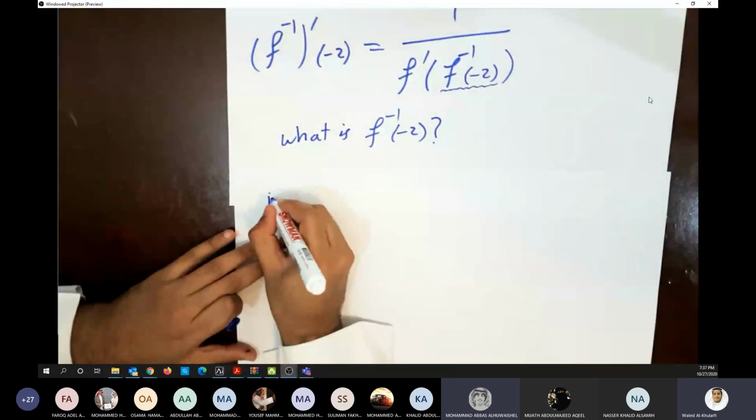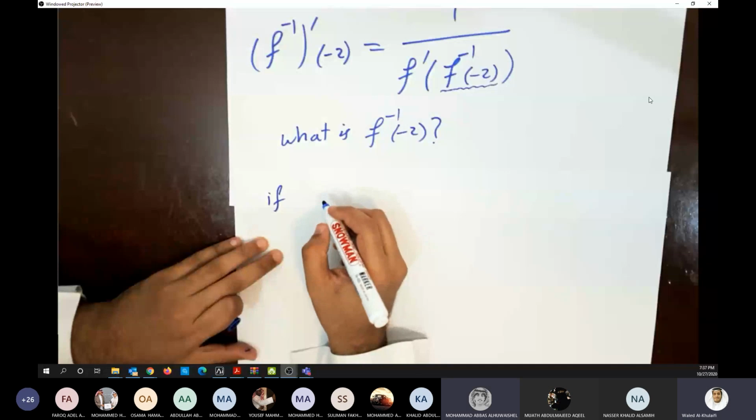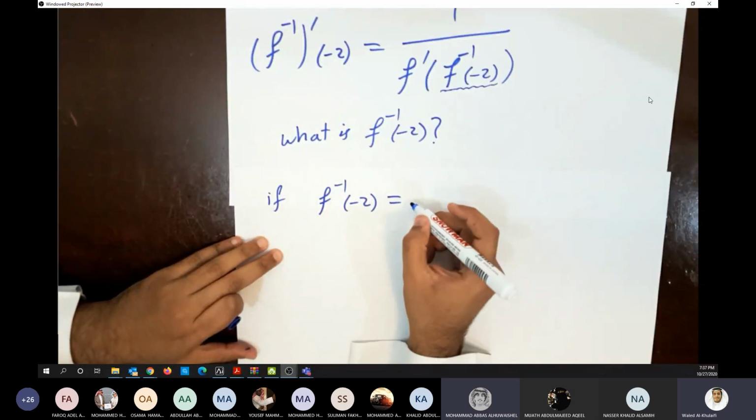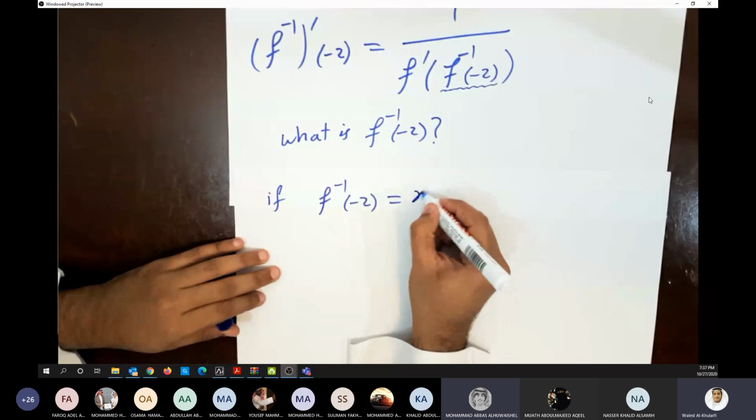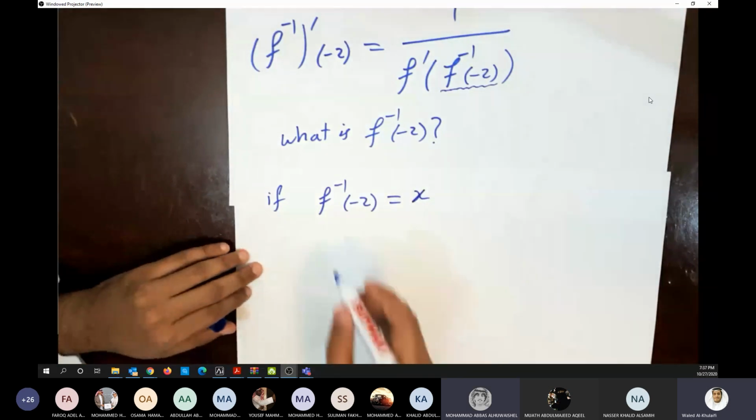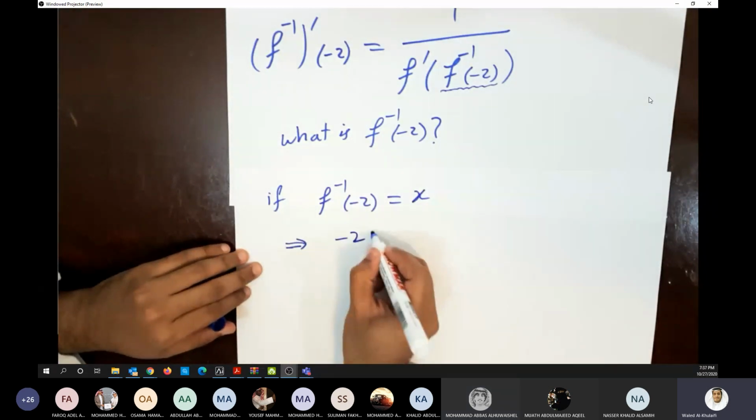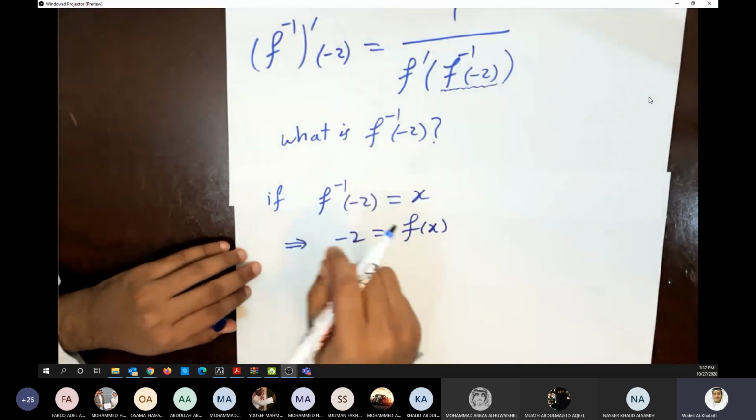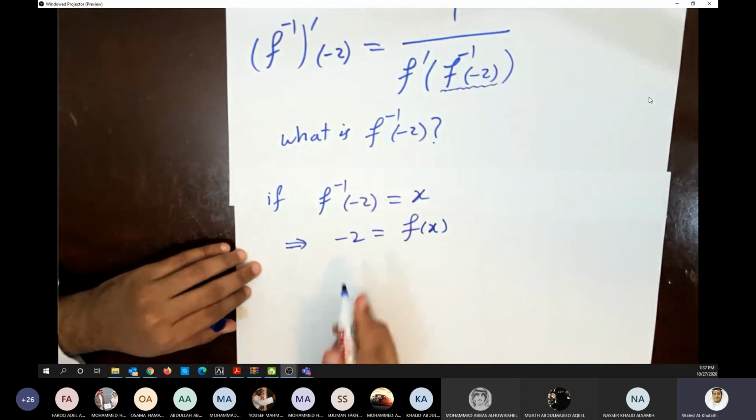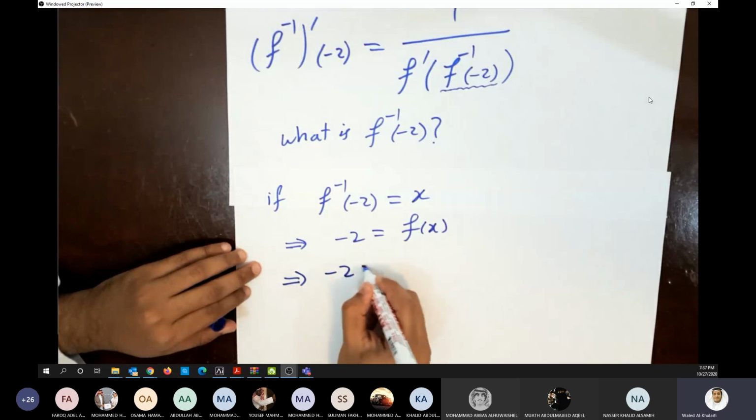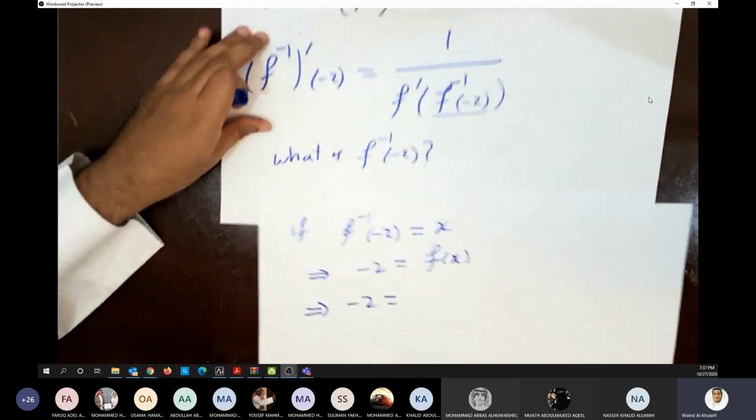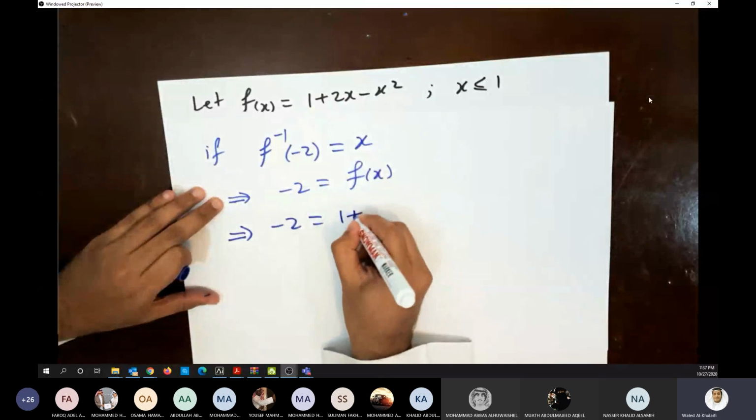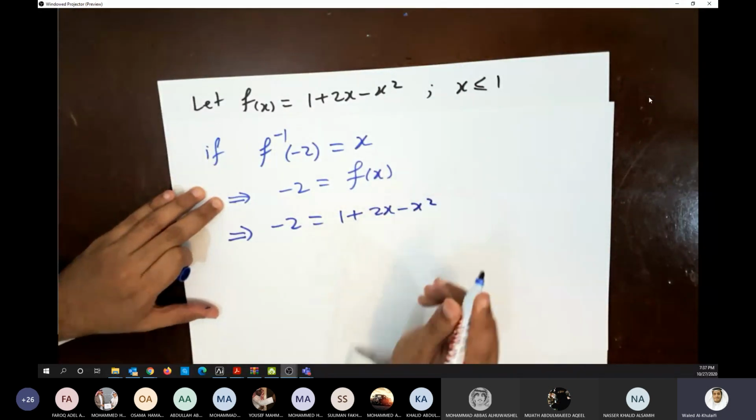Okay, so we say, pay attention here, f inverse of negative 2, let's assume it is equal to x. What does that mean? It means negative 2 equals f of x, like the idea from a moment ago. Apply f to both sides, so we have this. This implies that negative 2 equals f of x, which the question gave us: 1 plus 2x minus x squared.